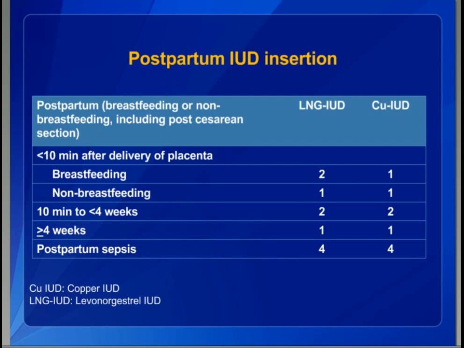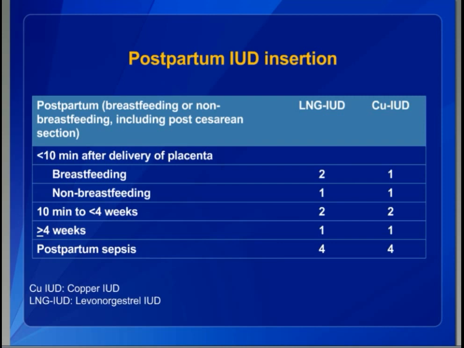The postpartum IUD insertion recommendations include the placement of IUDs in the postpartum period based on timing from delivery. The timing is separated into immediate placement, which is within 10 minutes after placental delivery, delayed placement, which is defined as 10 minutes through 4 weeks postpartum, and interval placement, which is 4 or more weeks from delivery.